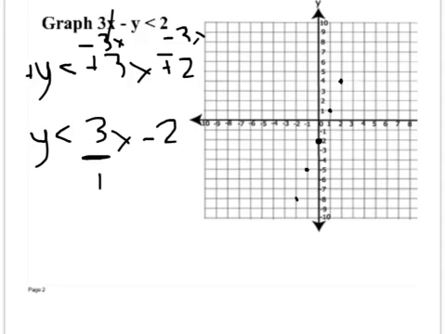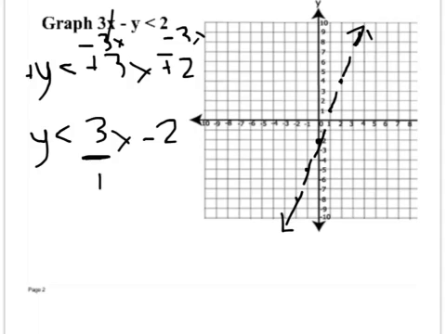But look at your rules from the last slide. Is this going to be a solid line or a dashed line? Dashed. It says when you have less than or greater than, when it's not equal to, then it's a dashed line. So instead of drawing a solid line, I draw a dashed line through these points. It doesn't have to be great. It just needs to be a dashed line. You need to be able to tell that this is a dashed line.